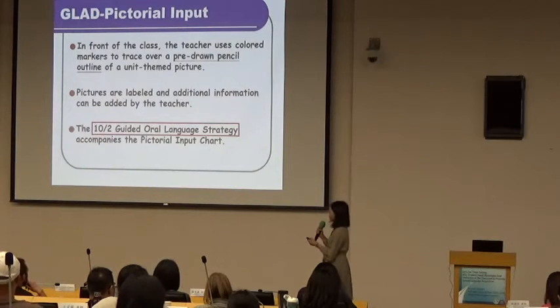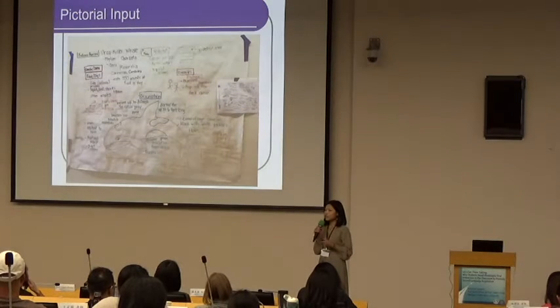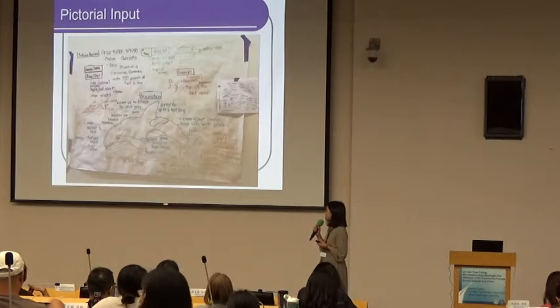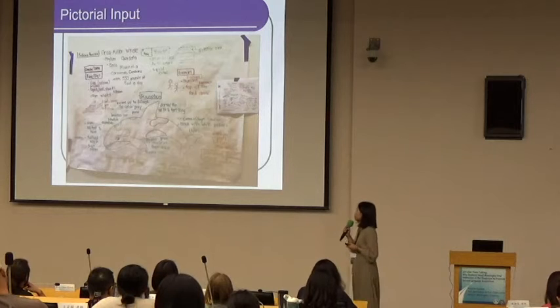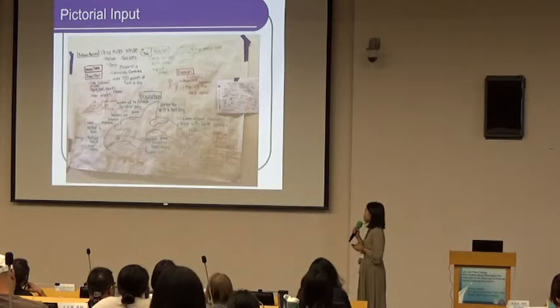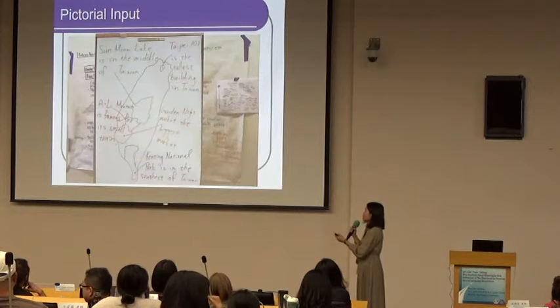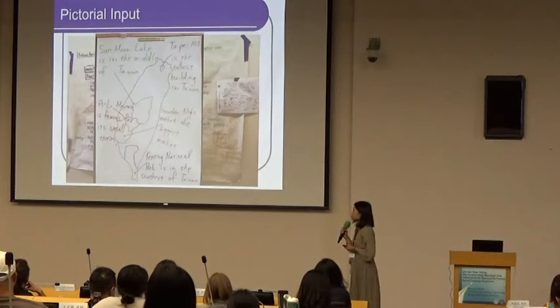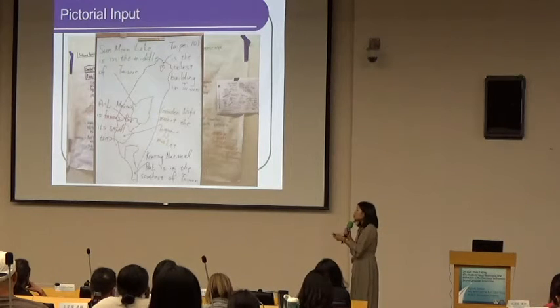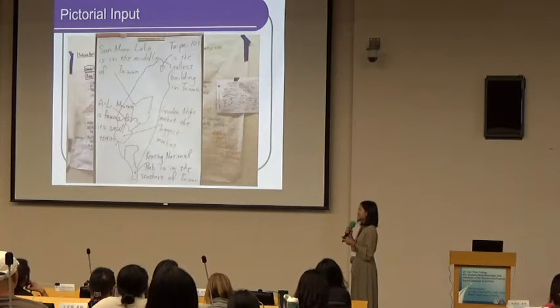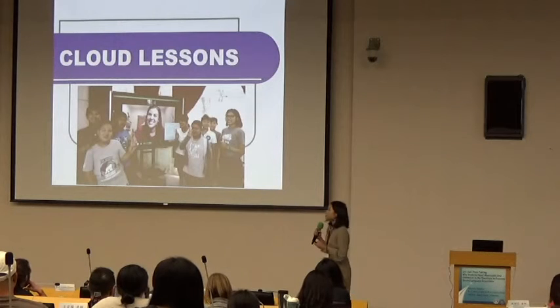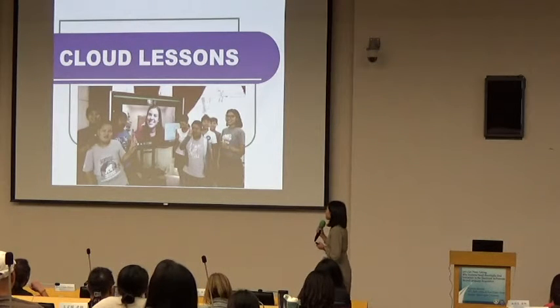Okay. And this is the picture that I took in the United States. This is the pictorial input chart, and as you can see, there is information added next to the picture. And this is the pictorial input chart that I used in club lesson. Those are the attractions that we shared with Christy. Okay, and the second part is club lesson.